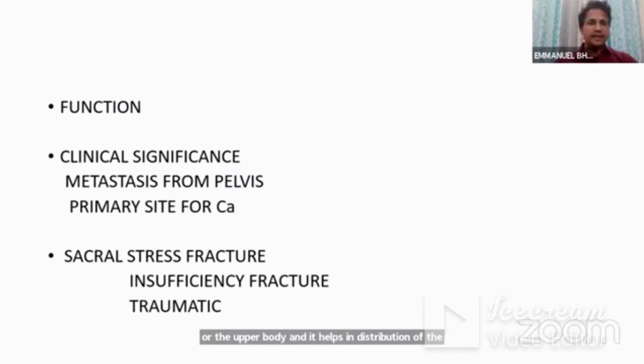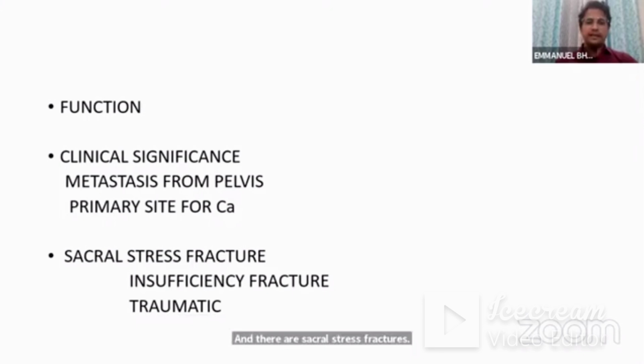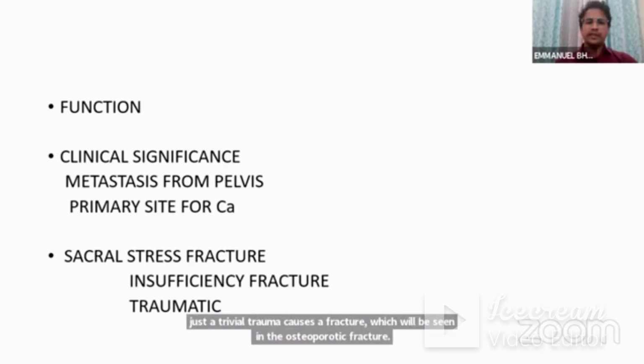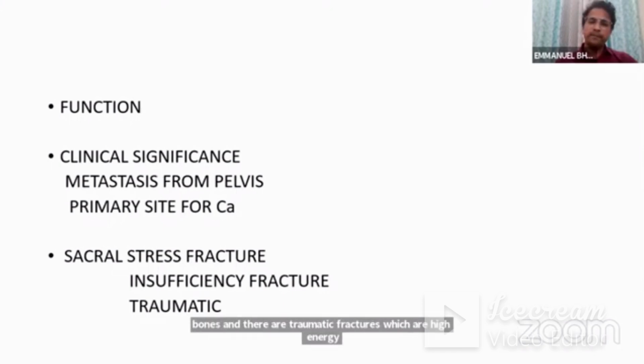Clinical significance wise, there can be metastasis from the pelvic organs, and the sacrum itself can be a primary site for carcinoma. There are sacral stress fractures, which are commonly seen in athletes. And there is an insufficiency fracture, where the bone is diseased and just a trivial trauma causes a fracture, which is seen in osteoporotic bones. And there are traumatic fractures, which are due to high energy trauma.